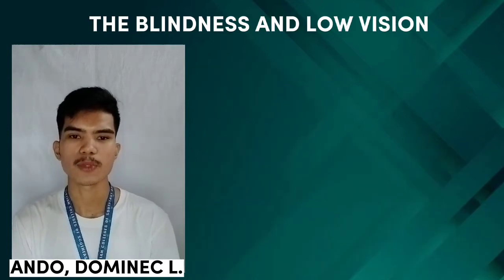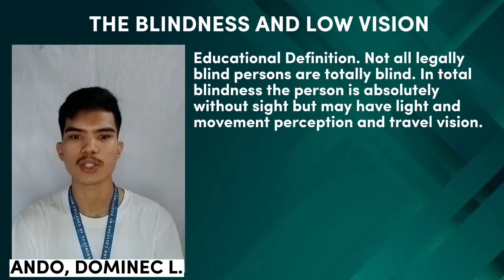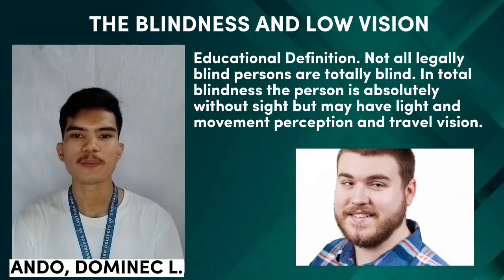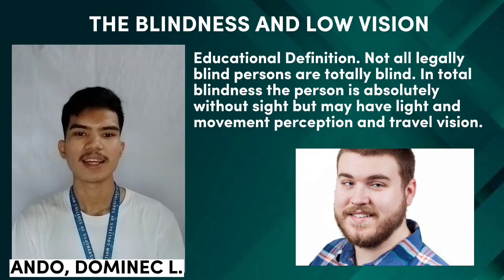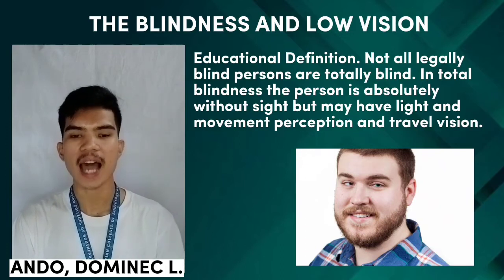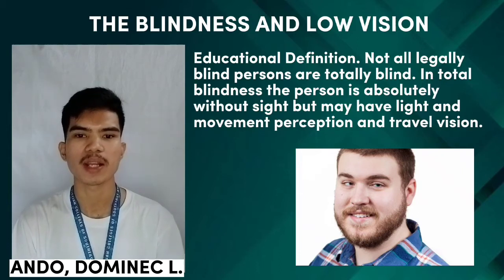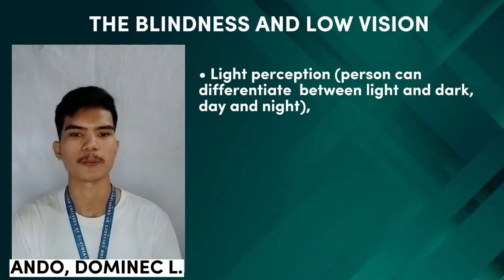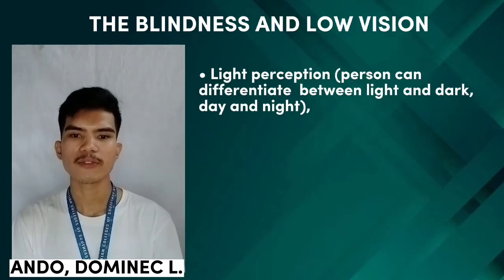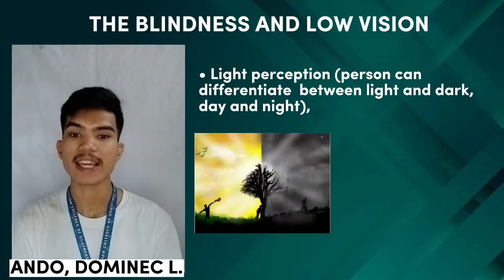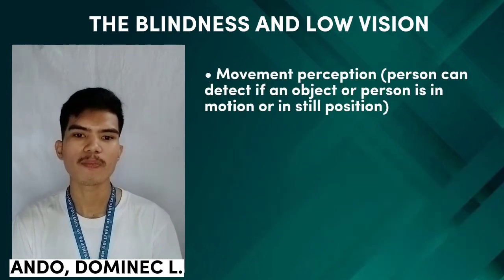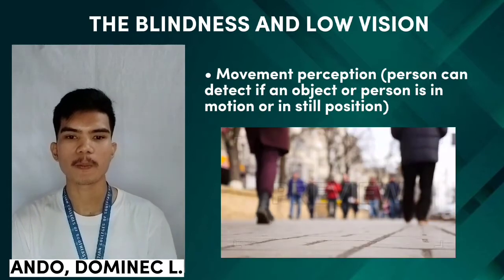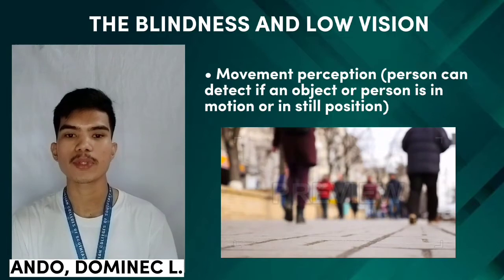On the other hand, let's proceed to the educational definition. So not all legally blind persons are totally blind. In total blindness, the person is absolutely without sight but may have light and movement perception and travel vision. The degrees of blindness include light perception. On this, a person can differentiate between light and dark, day and night. Next, we have movement perception. On this, a person can detect if an object or person is in motion or in still position.